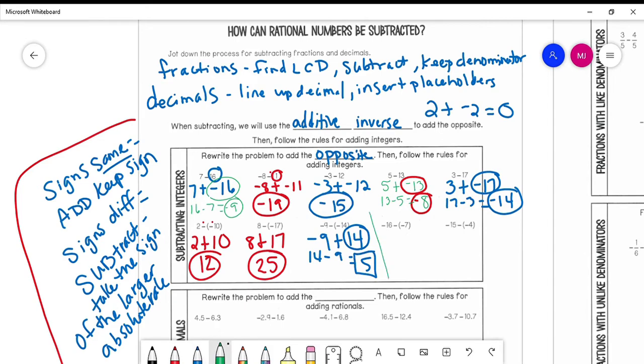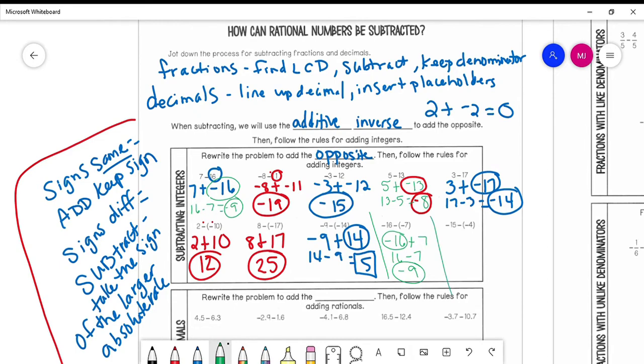Okay, some separation here. Keep the first number, add the opposite. Signs are different, find the difference. 16 minus 7 would be 9. 16 has a greater absolute value, and it carries a negative sign, so our answer carries a negative sign. I think of this as, I owe you $16, I pay you back 7, I still owe you 9.